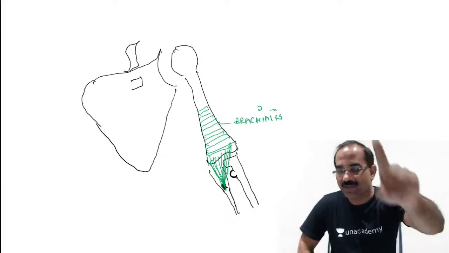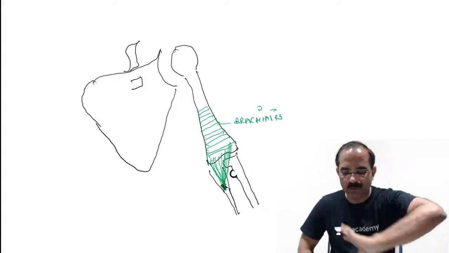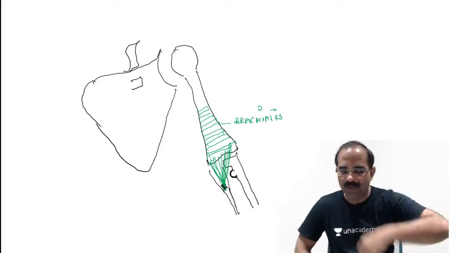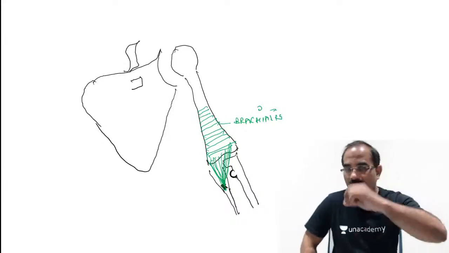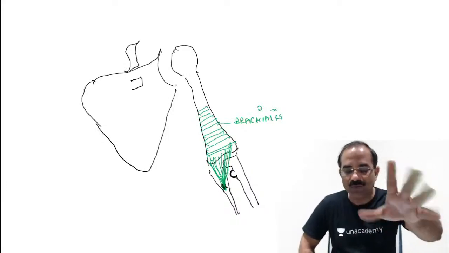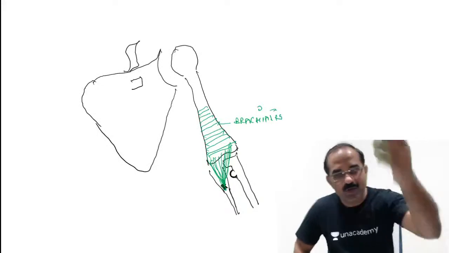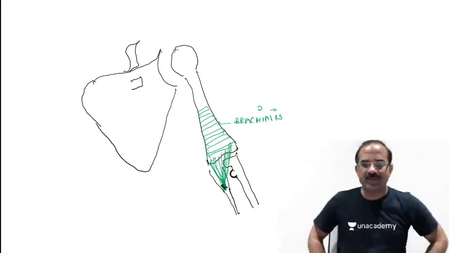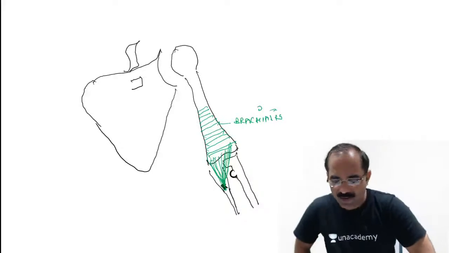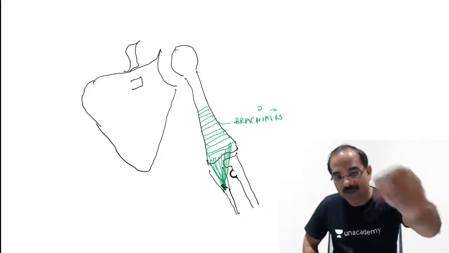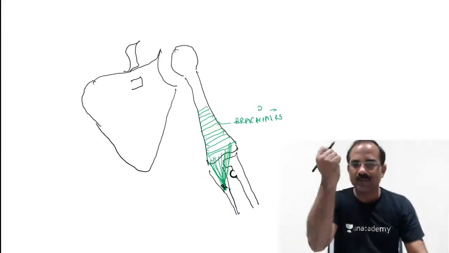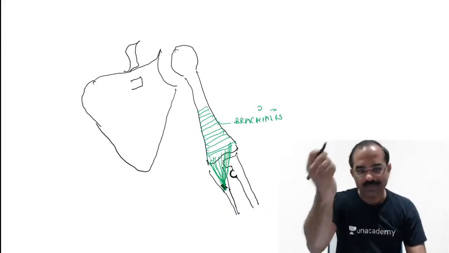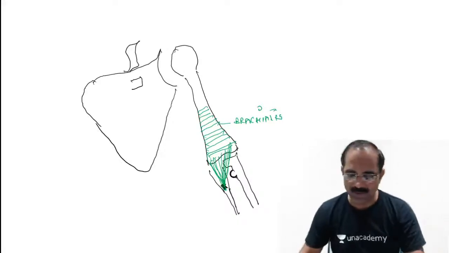Tell me, which joint is the brachialis going to act on? Looking at the slide, will it act on the shoulder joint? No. It will not act on the shoulder joint because it doesn't cross the shoulder at all. So it will be acting only on the elbow joint. It is in front of the elbow. So what is it going to do to the elbow? Flexion. It will do flexion at the elbow joint.